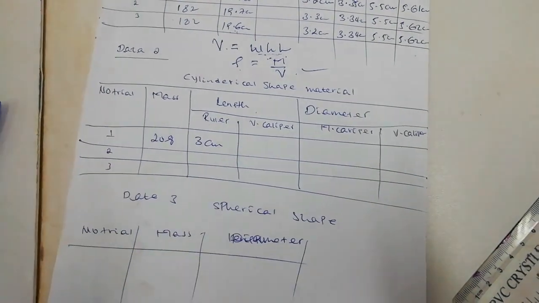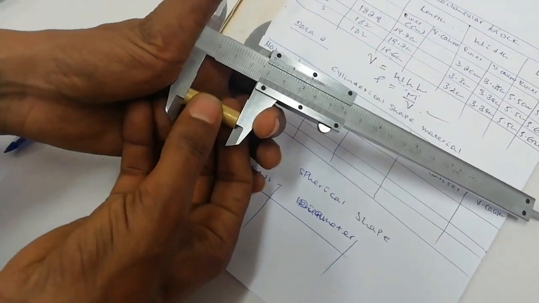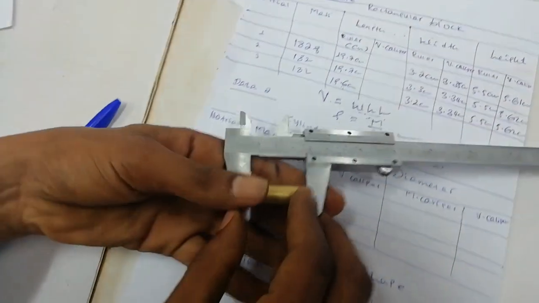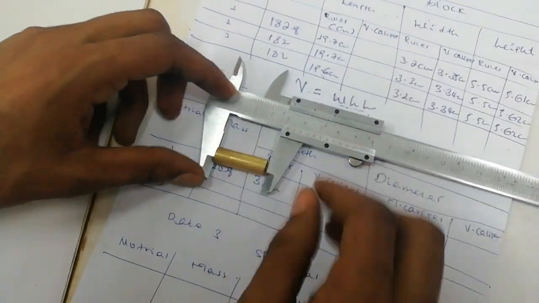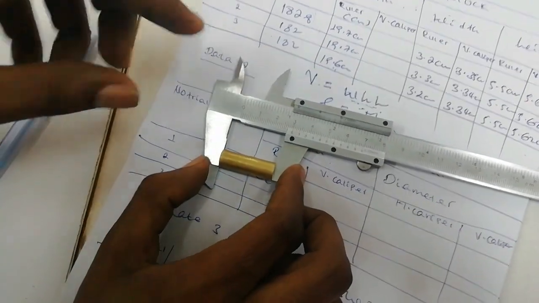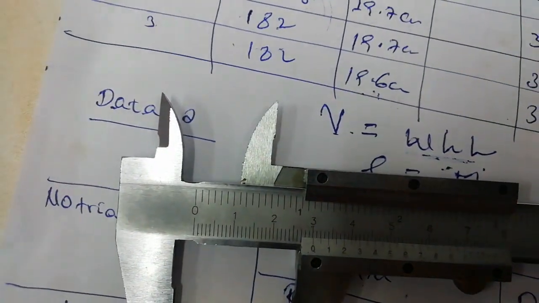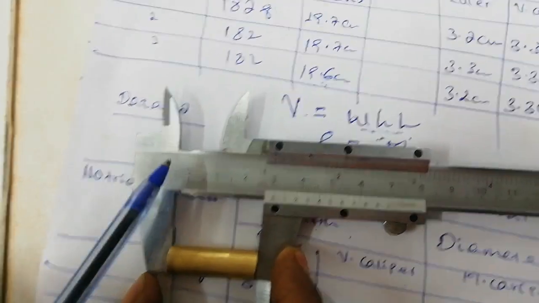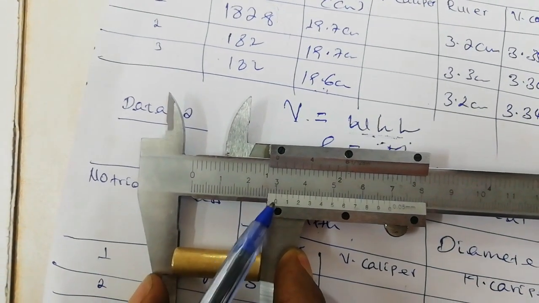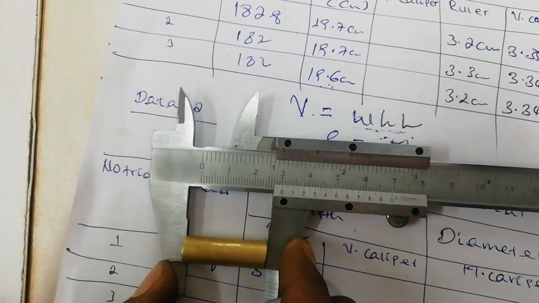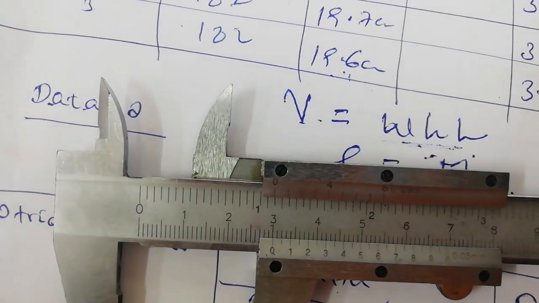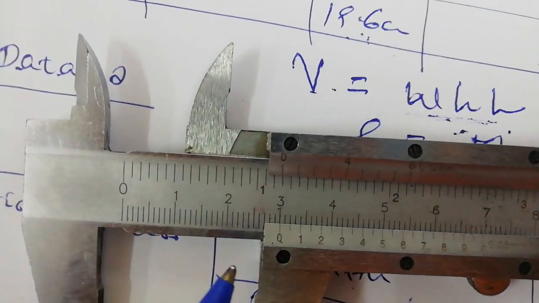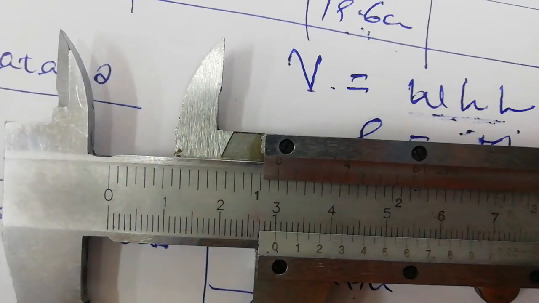Using the vernier caliper, you put the object between the two jaws of the vernier caliper, just like this. Then let us count here. 0, 1, 2, 3. The 0 comes after 3, so you take 3 points. Then the 0 comes between 3 and 3.1, so we can say that it is 3.0.